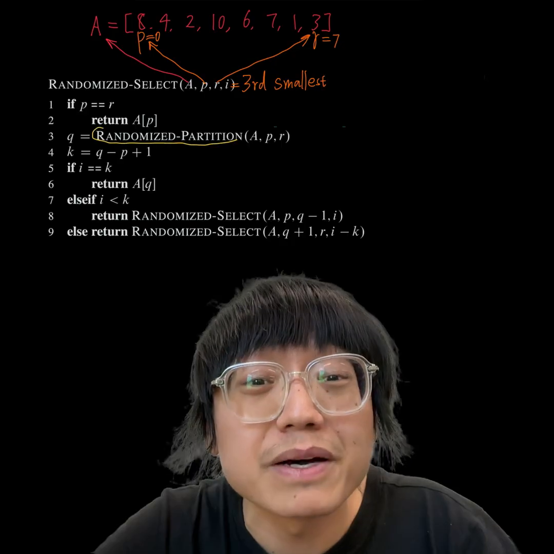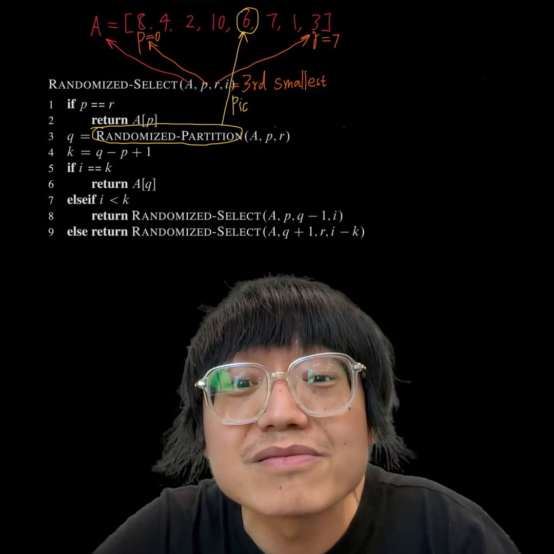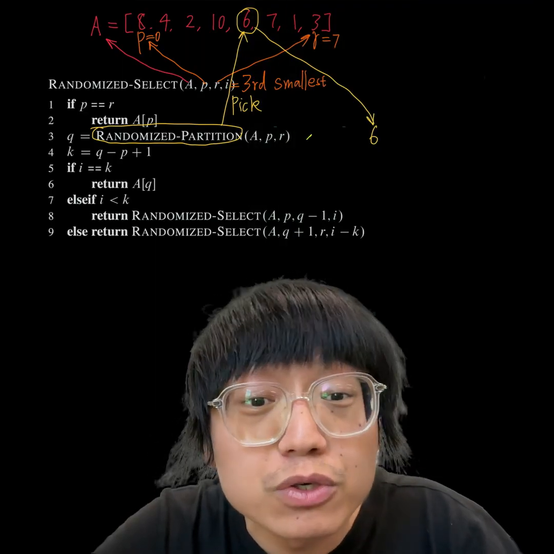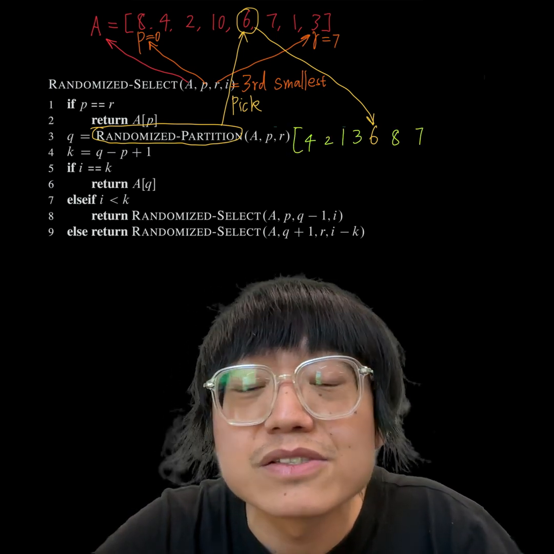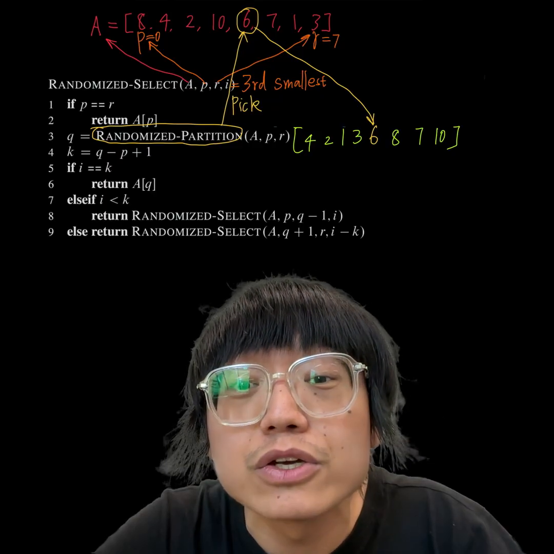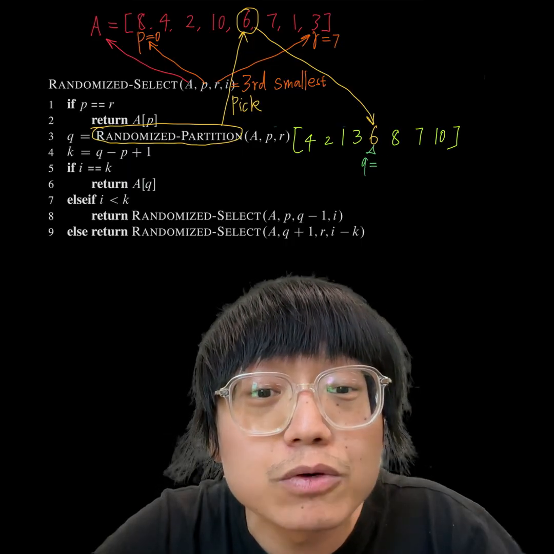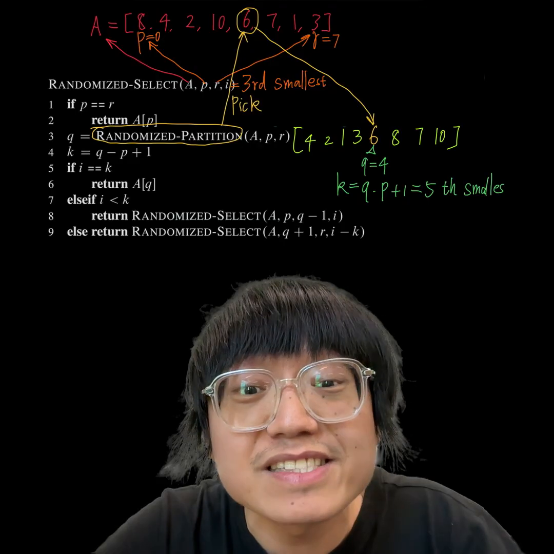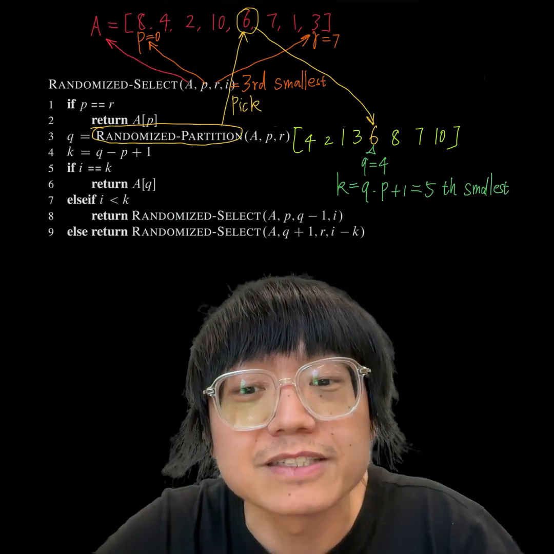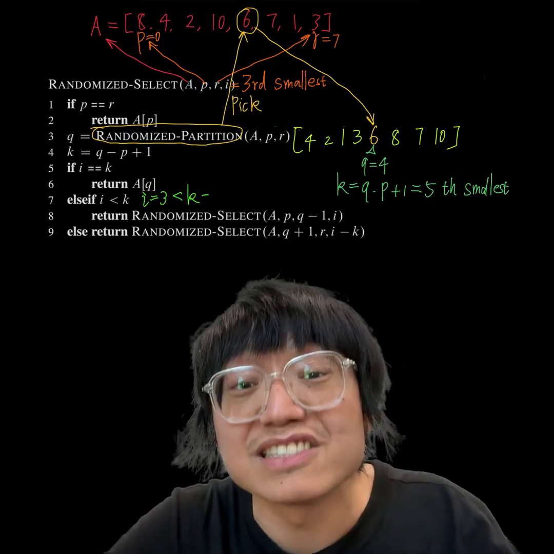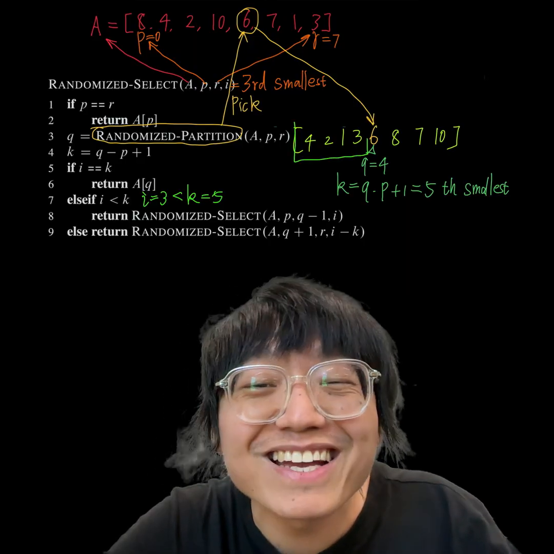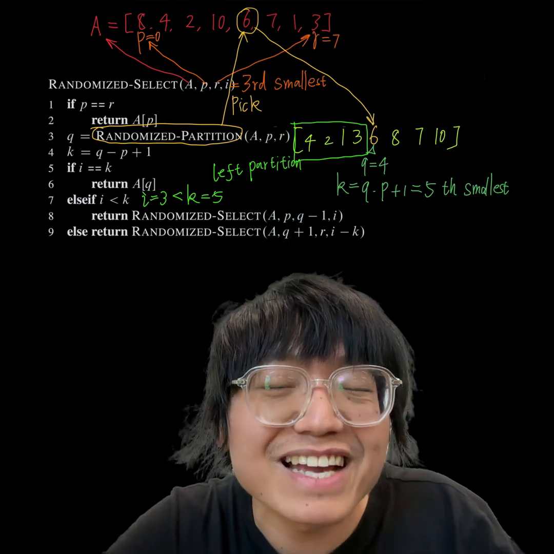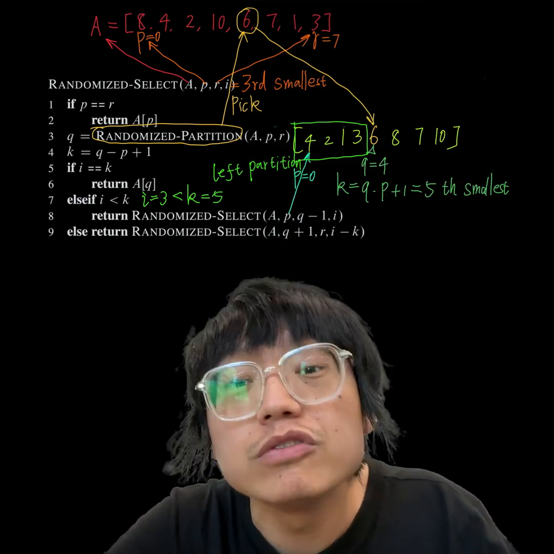And we run the randomized partition. Let's assume the randomized partition picks 6 as our pivot and arranges this array as 4, 2, 1, 3, 6, 8, 7, and 10. So the pivot 6 is now at the index q, which equals 4, and k equals q minus p plus 1, which is 4 minus 0 plus 1, which is 5. That means 6 is the fifth smallest element in this subarray. Now let's do the recursive decision. i is 3, which is less than k, which is 5, indicating that the third smallest is in the left partition. So now the new call is RANDOMIZED-SELECT(A, 0, 3, 3), and we're focusing on 4, 2, 1, and 3.